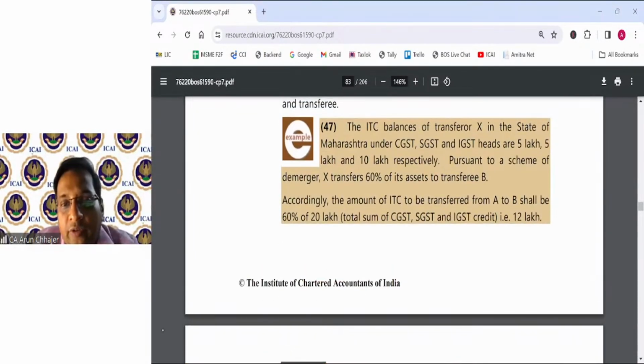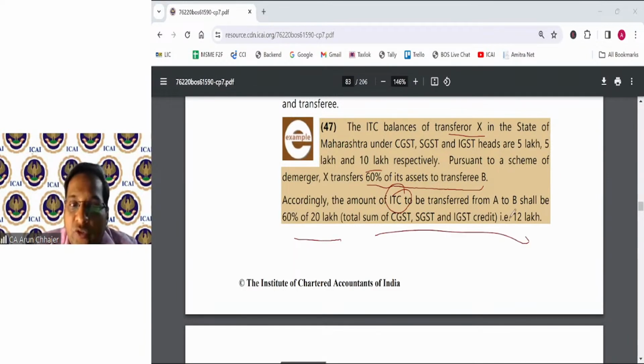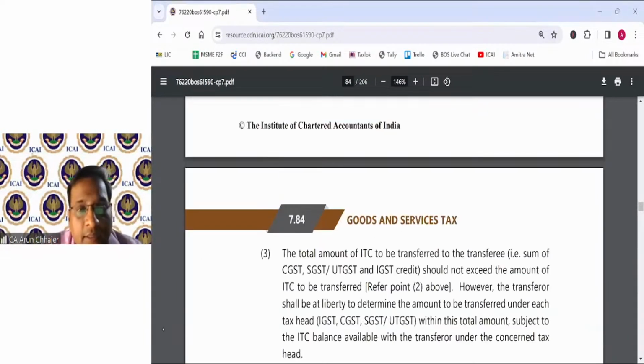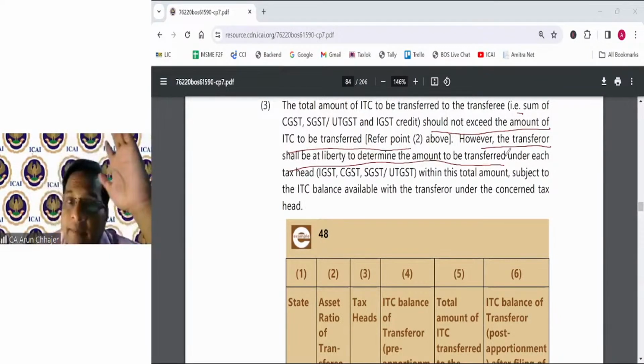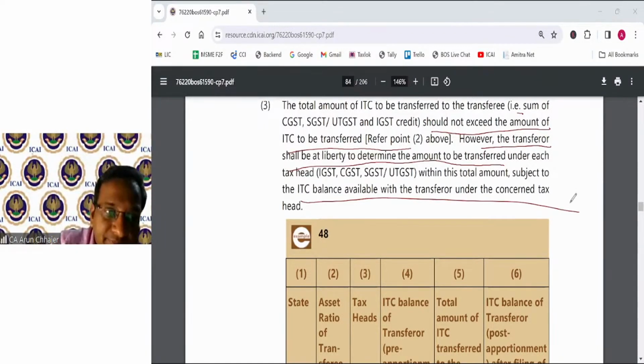The ITC balance of transferor A in the state of Maharashtra under the heads is given. Pursuant to the scheme, A transfers 60% of its asset to the transferee B. Accordingly, the amount of the ITC to be transferred from A to B shall be 60% of 20 lakhs, that is 10 plus 5 plus 5, 20. That is 12 lakhs. Now, the total amount of the ITC to be transferred to the transferee should not exceed the amount of the ITC to be transferred. However, the transferor shall be at liberty to determine the amount to be transferred under each tax head within this amount only, subject to the ITC available.